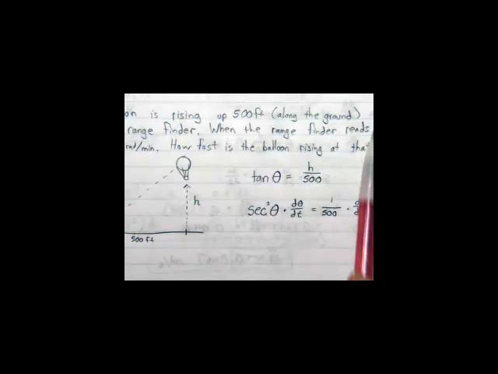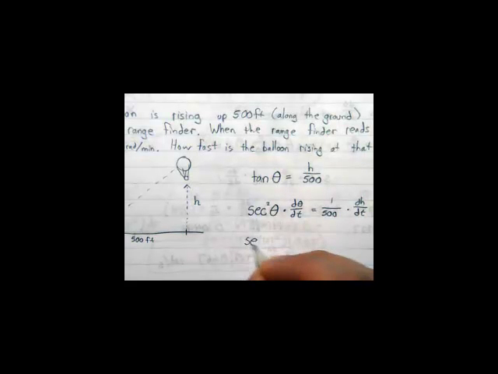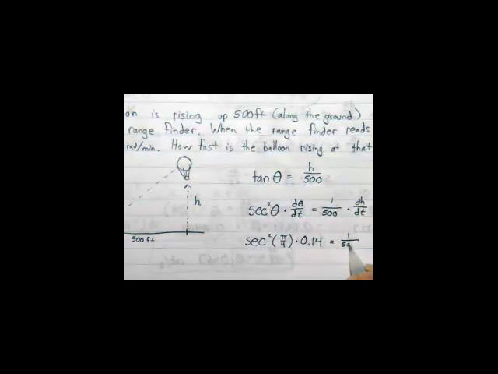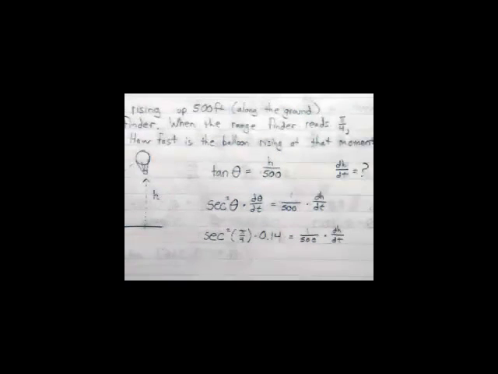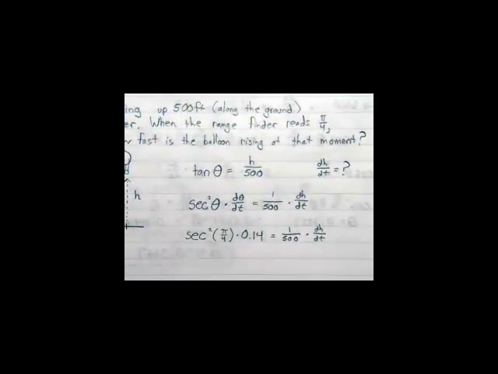What's that? That's theta, right? What's this? d theta dt, right? So I actually do. I have everything I need. So secant squared of pi over 4 times 0.14. Now in this one, remember before I said, well, if you got radians or degrees, whatever, it doesn't really make a difference. This one does, because the information that was given to you, that 0.14, was in radians per minute. So you have to make sure your calculator is in radians to do this one then.